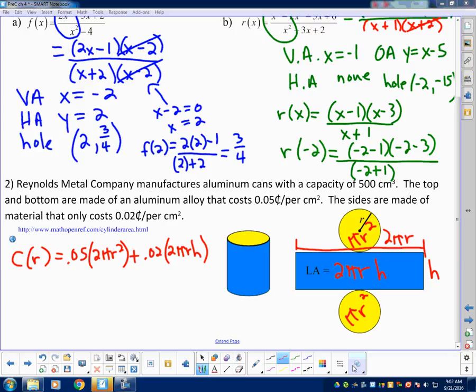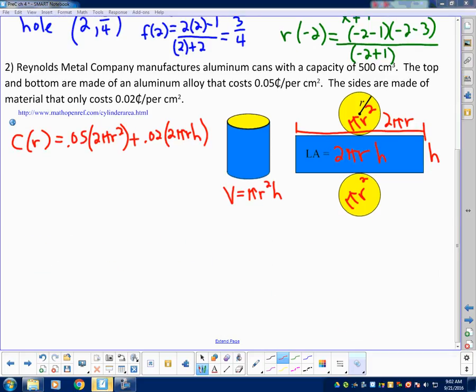It said the volume of this can, right here, volume equals pi r squared times h. I want to write that down. That's the volume of a cylinder. It's the circular base times the height. And it was given that that is equal to 500 cubic centimeters.